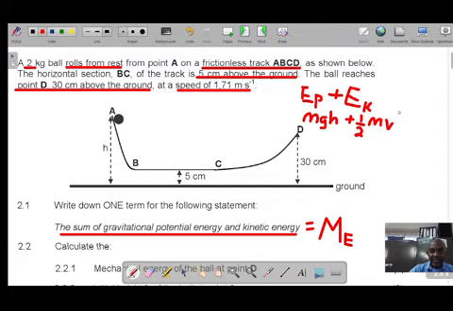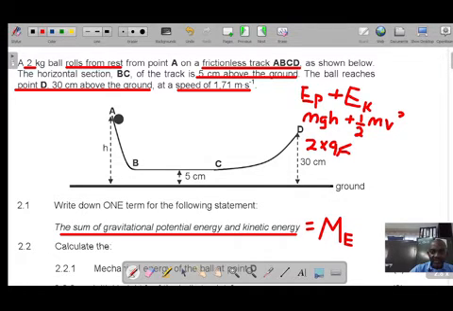Now if we substitute this on here, what's our mass? It is 2 kilograms, as you can see, it's highlighted there. That's going to be 2 multiplied by 9.8. And then multiplied by what?